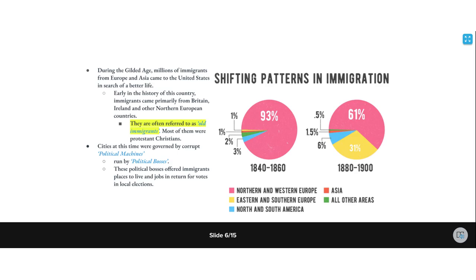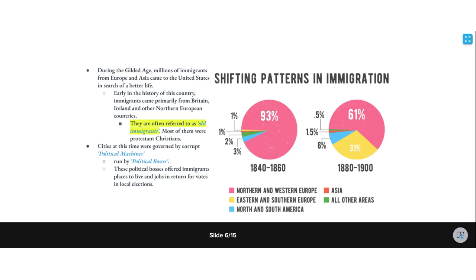And here in the graphs, we see some shifting patterns in immigration, as we said, from 1840 to 1860. Primarily Northern and Western Europeans were the ones who were immigrating, with a few Eastern and Southern European countries and a few from North and South America. That's Canada and South America and Mexico. Mexico is part of North America.